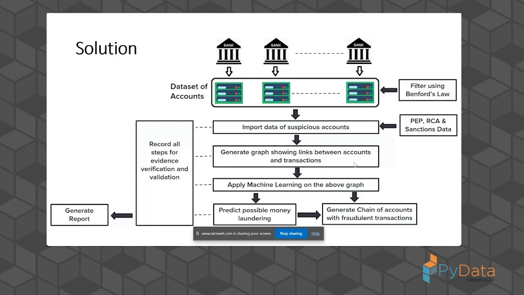Now on the left side, you can see that I have mentioned: record all steps for evidence verification and validation. This is a very, very important step, because this is not a normal software. This is a forensic software. So we have to record each and every activity and prepare a report, because in court, our opposition lawyer may ask how you have arrived at the solution. In that case, we have to provide all this evidence. One of the greatest features of forensic software is that it has to be reproducible.